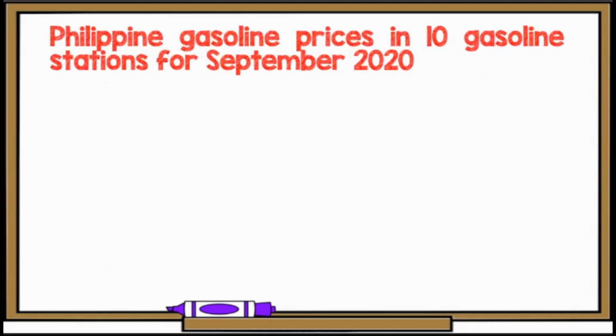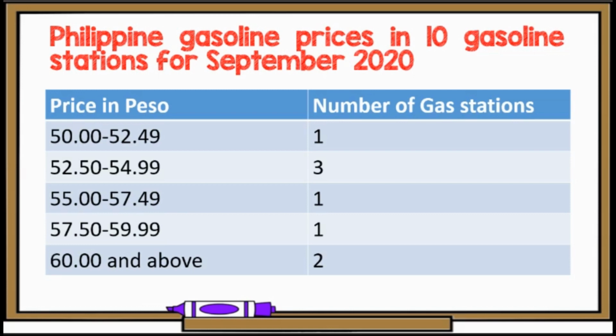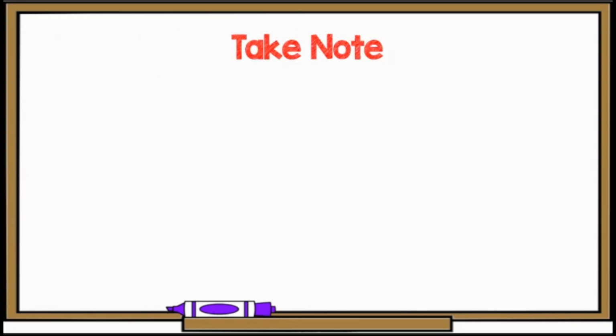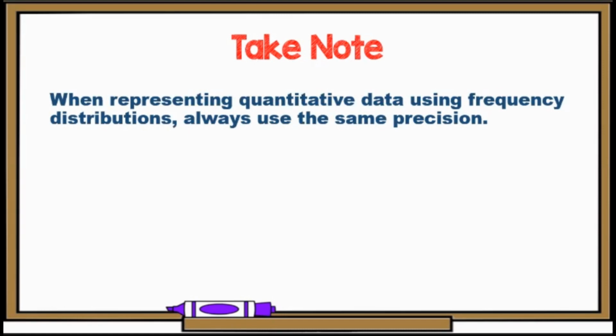Let's move forward to another example. This is the Philippine gasoline prices in 10 gasoline stations for September 2020. We have 50 pesos to 52.49 or 52 pesos and 49 centavos. Merong isang gas station na ganun ang presyo ng September. Next, we have 52.50 to 54.99. We have 3 gasoline stations na nag-offer ng ganong price ng gasoline. And so on. And take note, when representing quantitative data using frequency distributions, always use the same precision.